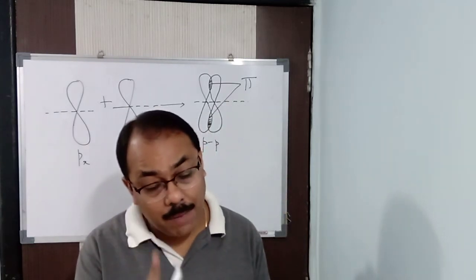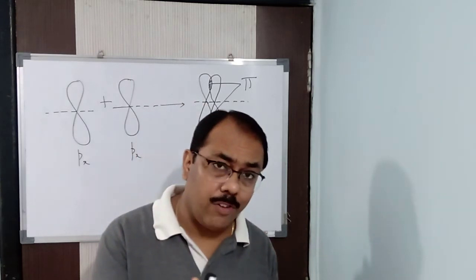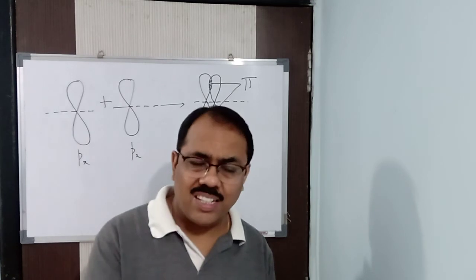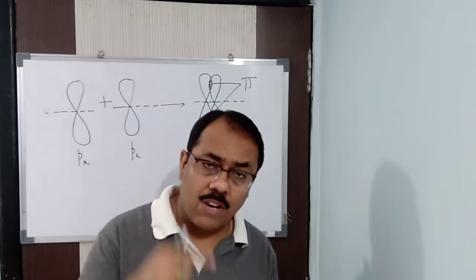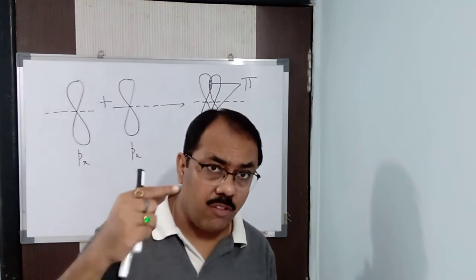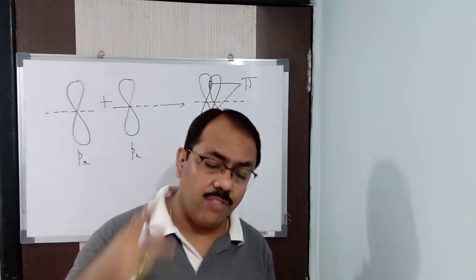So first, sigma bond formation is going to take place. It is independent. Whenever bond formation takes place, first is the sigma bond. A single bond means a sigma bond. If a double bond is there, it has 1 sigma and 1 pi. If a triple bond is there, it has 1 sigma and 2 pi bonds. So first the sigma bond, listen carefully, first the sigma bond.